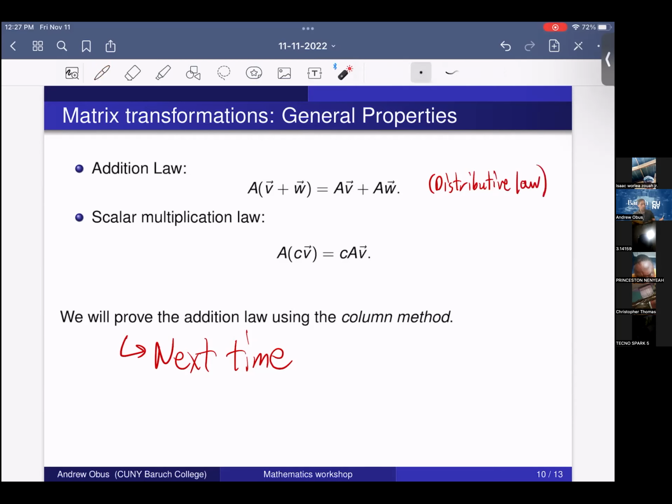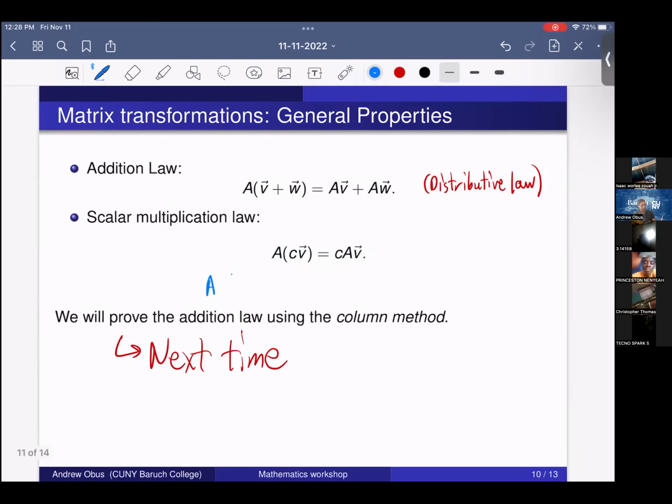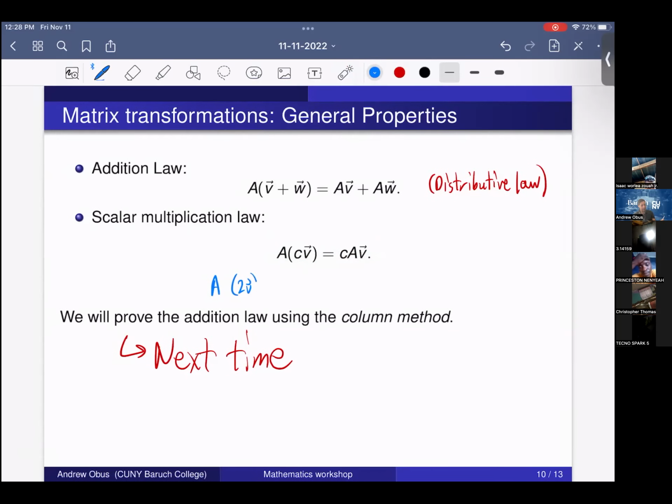And then we also have the scalar multiplication law, which says that if I take a vector and multiply it by a scalar, and then multiply it by a matrix, it's the same as multiplying the vector by the matrix and then multiplying by the scalar. So for instance, if I have A and I want to multiply it by 2V, that's the same thing as doing AV first and then multiplying the answer by 2.